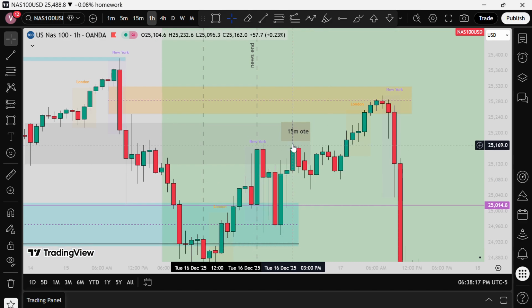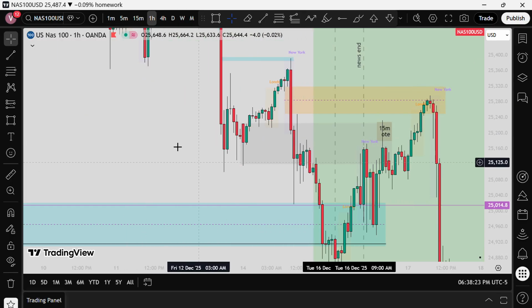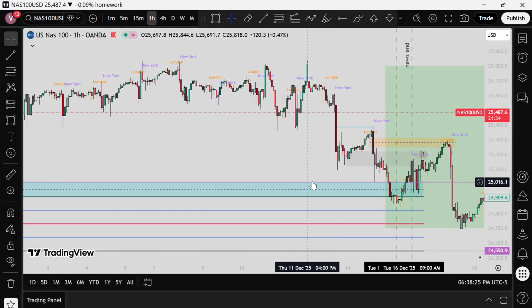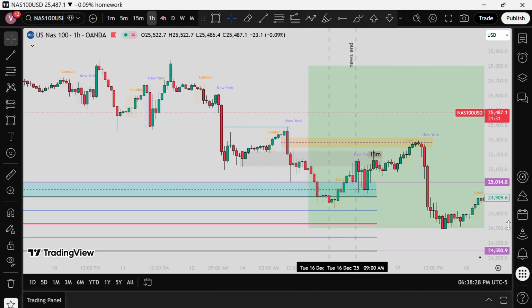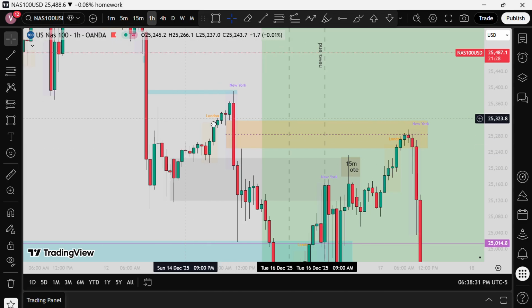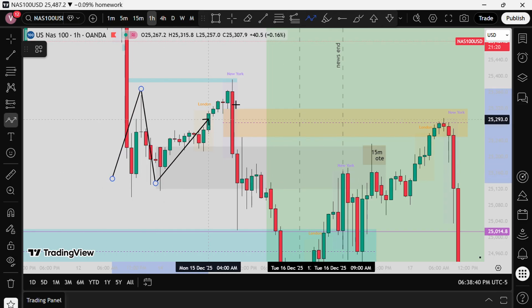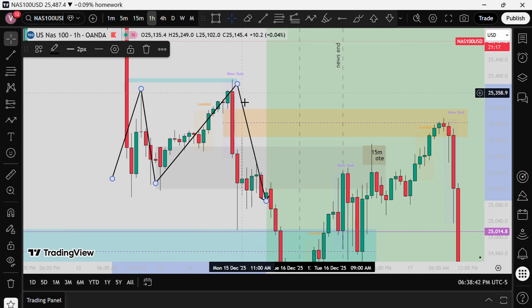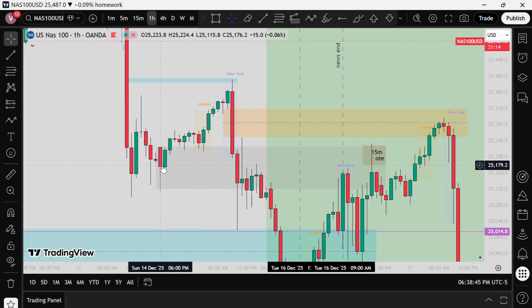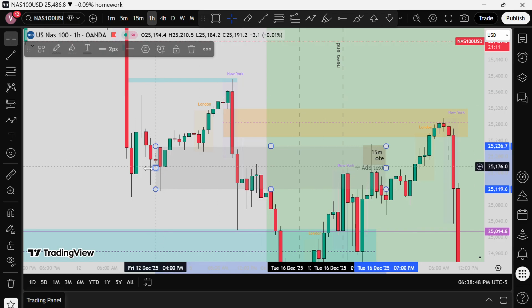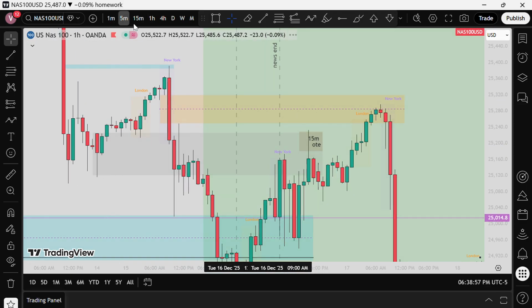Let's see what we could have done on this day, on the day of Tuesday. There's one more observation here. You can see this here on 1 hour is a breaker, which means this down candle is a breaker block candle, and I have extended it out to the day of Tuesday. Let's go on 5 minutes.